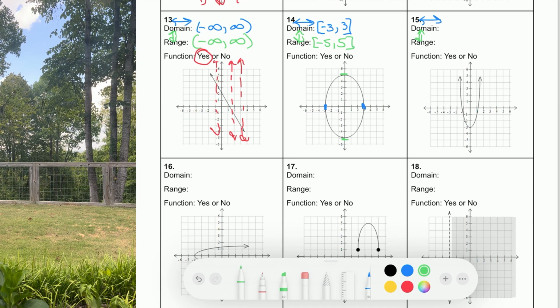Now we've got to determine if it's a function. If I do my vertical line test, look at that. I hit that shape in more than one location when I do that vertical line test. So this is not a function. All right, let's look at our domain for the next one.